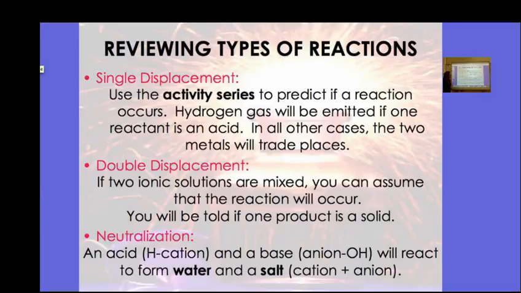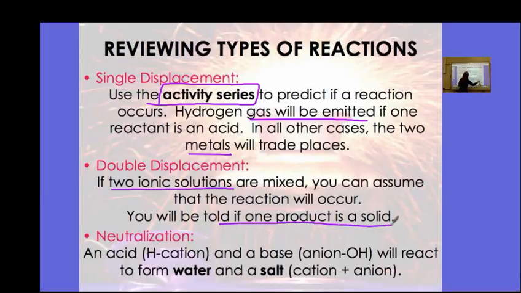So single displacement. Only for single displacement do you use the activity series. A reaction may occur, a reaction may not occur. You're either going to have gas emitted or you're going to have metal plating. Double displacement reactions always occur. You have two ionic solutions, you get the double switch, and for now you will be told if you get a precipitate, if you have a solid.